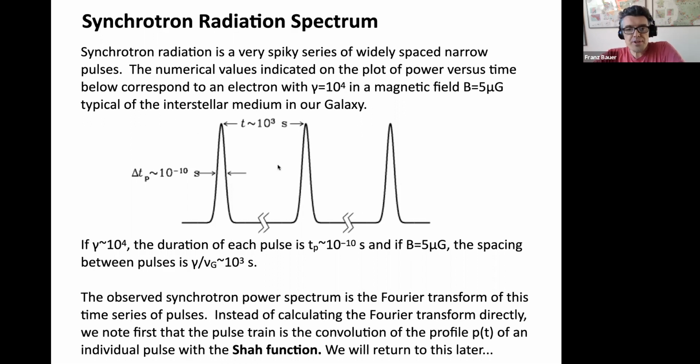So this particular function, if we take a Fourier transform of this, we will get out the spectrum, right? Because this is the time variability of this power. And so if we Fourier transform, we'll get out the spectrum. Now, instead of calculating this Fourier transform directly, we note that this is basically a pulse train.